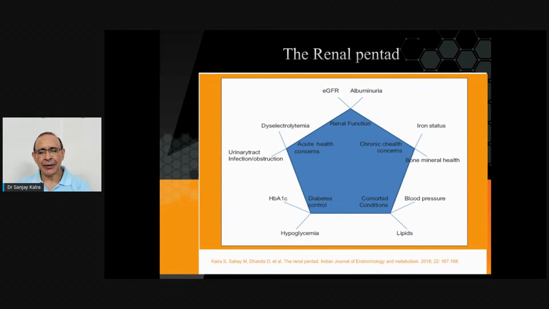If you have somebody with repeated acute concerns, there is always some troubleshooting going on or the other, then we refer to a nephrologist. But for the most part, checking renal function, diabetes control, control of blood pressure and lipids, ensuring adequate iron and calcium and vitamin D supplementation, these can be done by all of us.